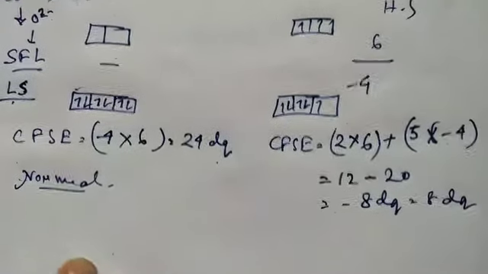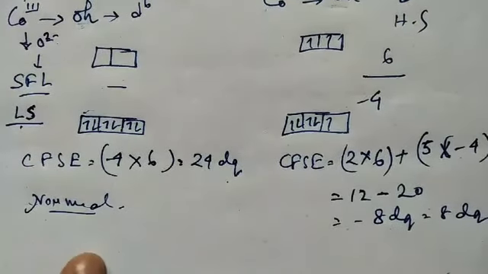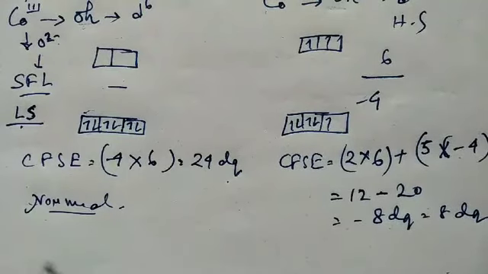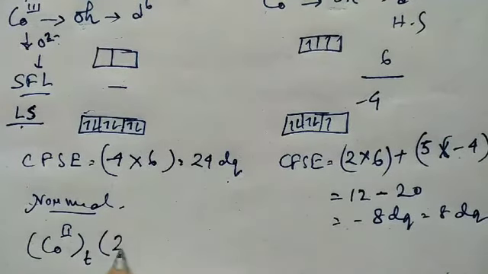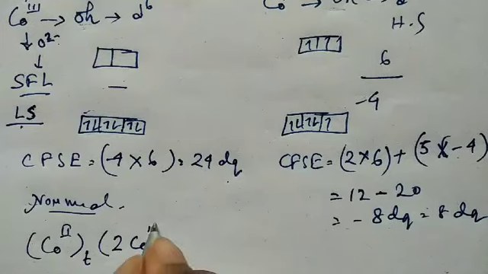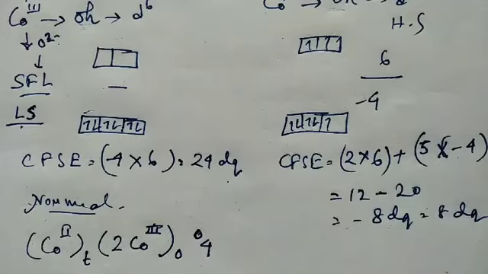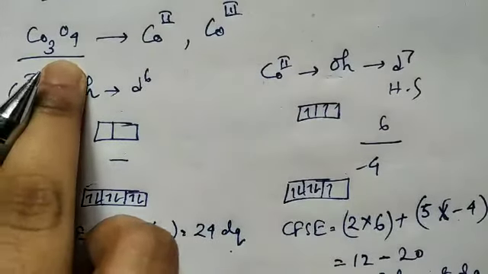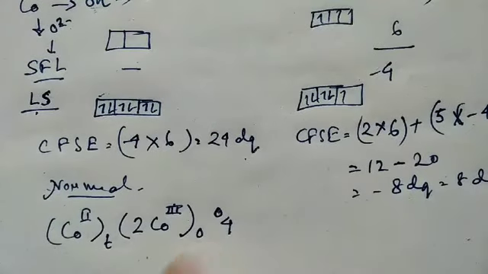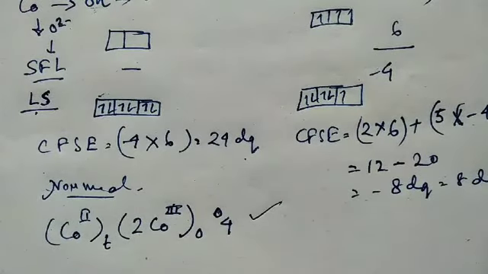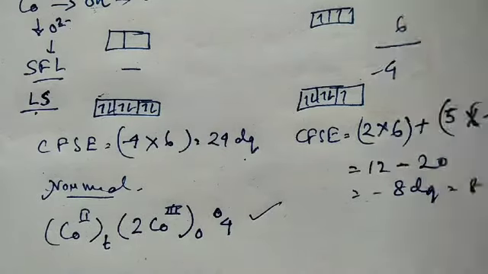Then I will draw it, because this question came in December 2012 in the NET. You will draw it like this: cobalt 2 plus will be in the tetrahedral sites, and 2 cobalt 3 plus in the octahedral sites, and O4. This was given. In this spinel, what will be the structure? So this will be the structure. This question came before. Now let us discuss some other questions.